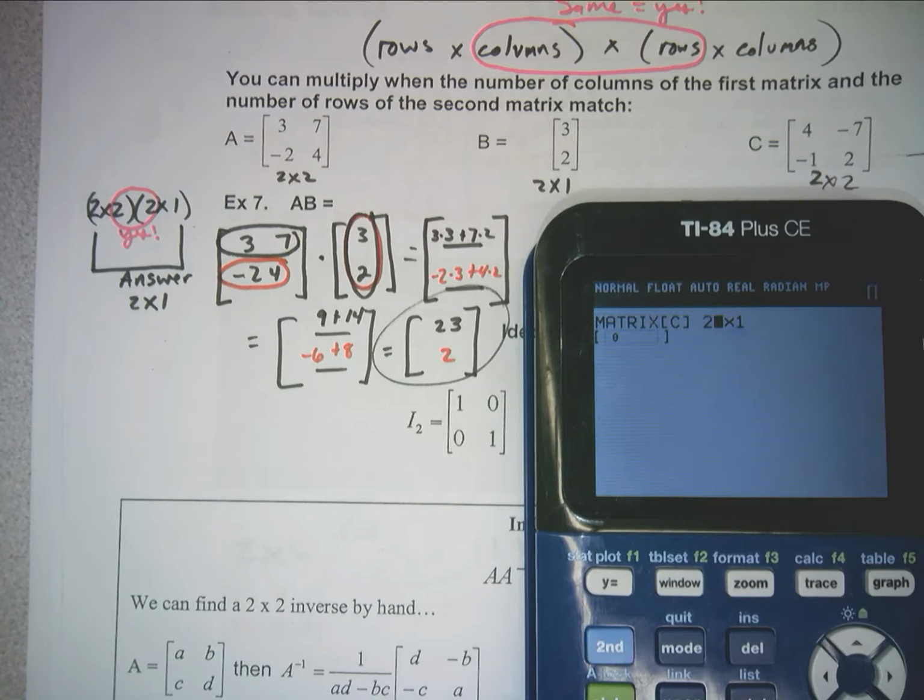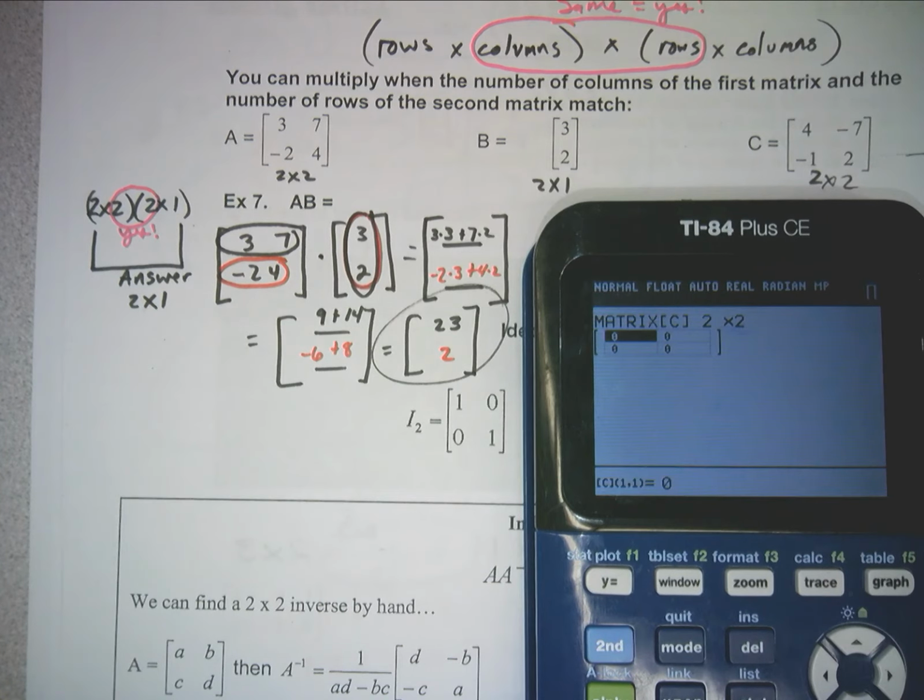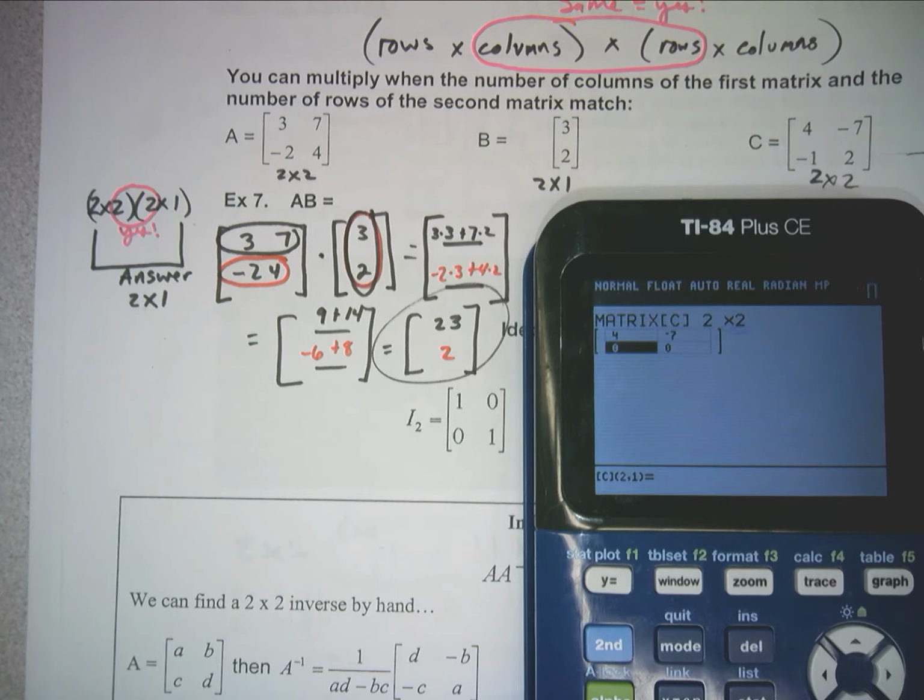Matrix C is a 2 by 2. 4, enter, -7, enter, -1, enter, and 2, enter. Okay. Before I leave the screen, I always double check, because from time to time, you will punch things in wrong, and we got to fix that.